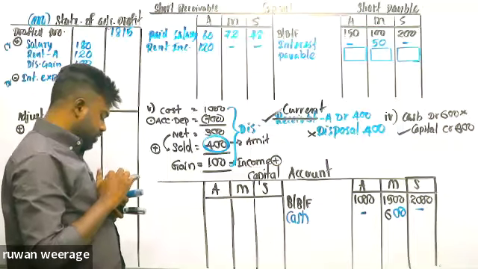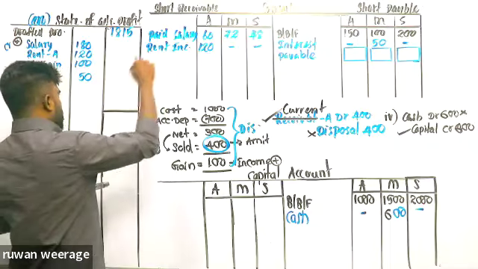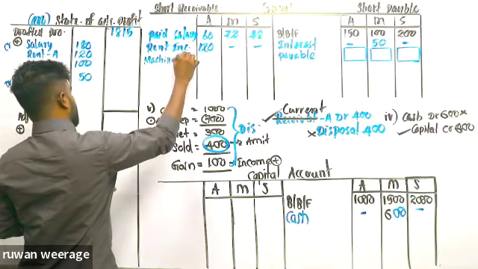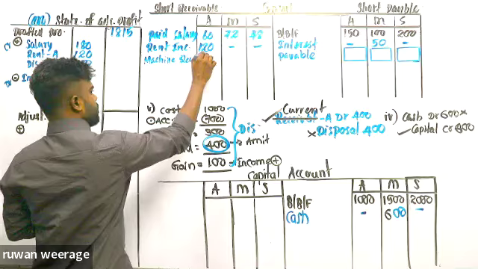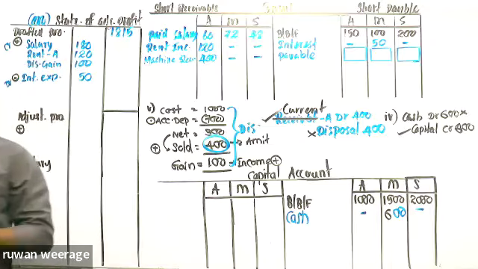Not yet received, cash flows, therefore it should be receivable. Machine receivable. Right, not received in cash.